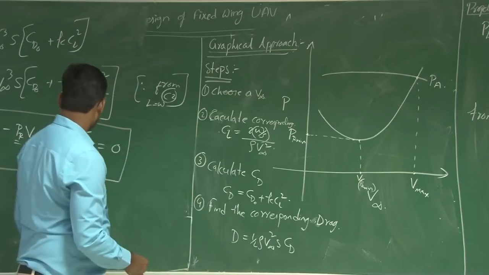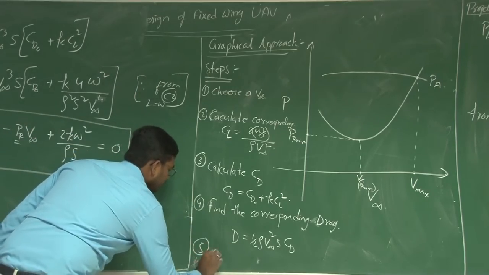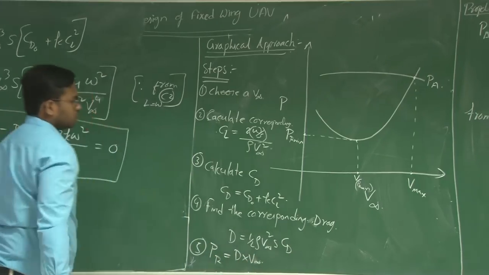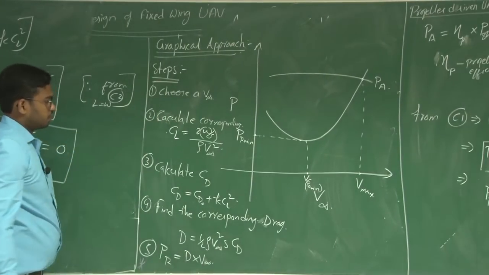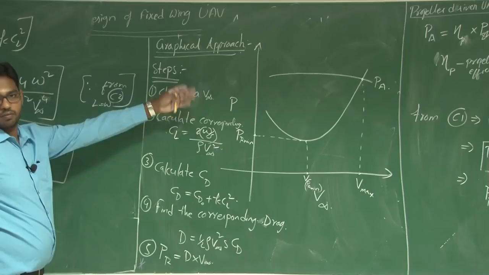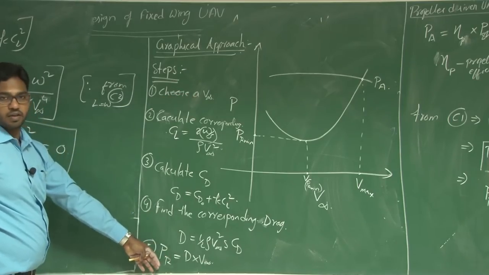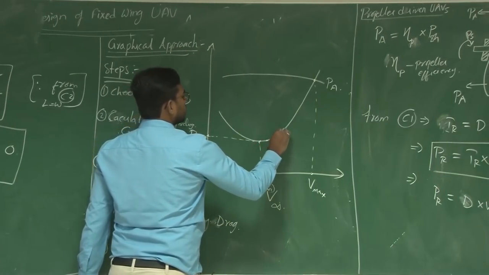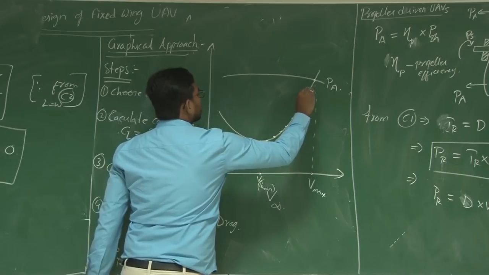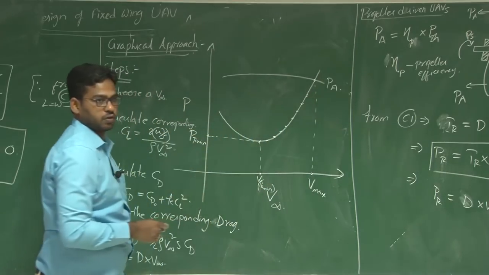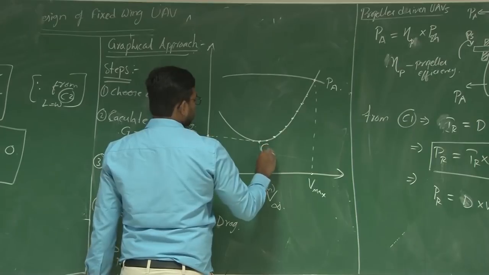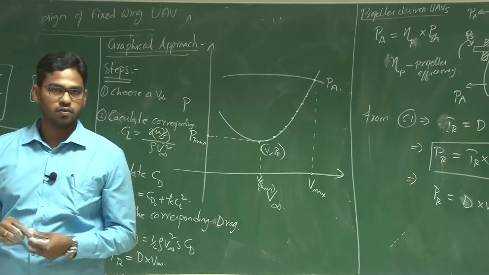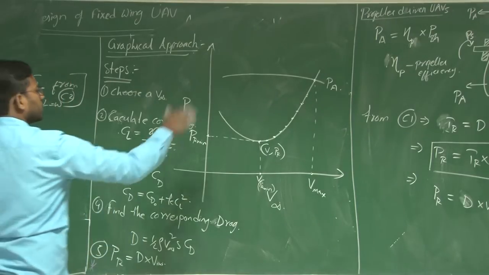Now, once you have the drag, you can find out what is the corresponding power required. Power required is equal to drag into velocity. So, for each and every iteration, by changing the velocity, you will end up having different PR. That means every iteration will get you different points, right? So these points are the coordinates of this curve. Each point corresponds to V comma the corresponding PR, right? Once you have this, you can plot this curve.